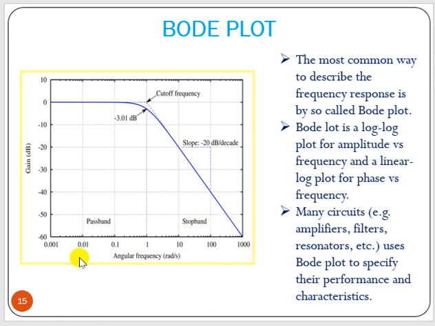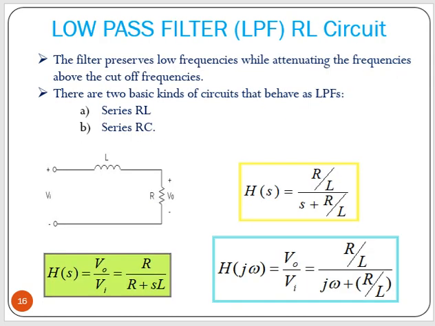So here we are taking frequency in log scale and gain in dB. So this is the 0 dB, and cutoff frequency means we have to go down minus 3 dB. That is the point, so that is your cutoff frequency. Now, a low pass filter example, a passive circuit, can be a series RL circuit or series RC circuit.